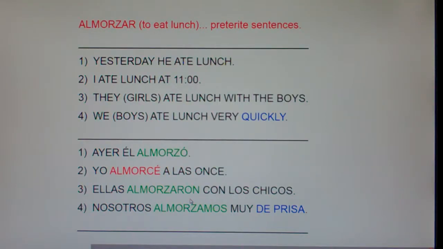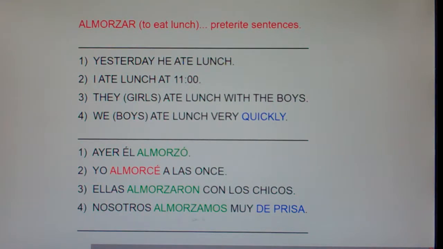In English we say we go to the bathroom. In Spanish, you say we go to the bathroom. I got you to say we. Now, they ate lunch with the boys. Now, the last one, nosotros almorzamos muy deprisa.